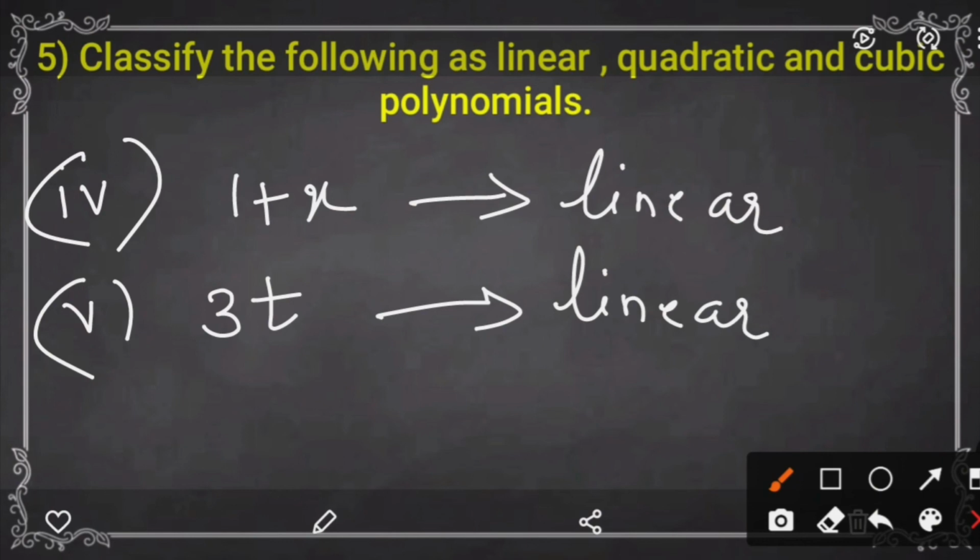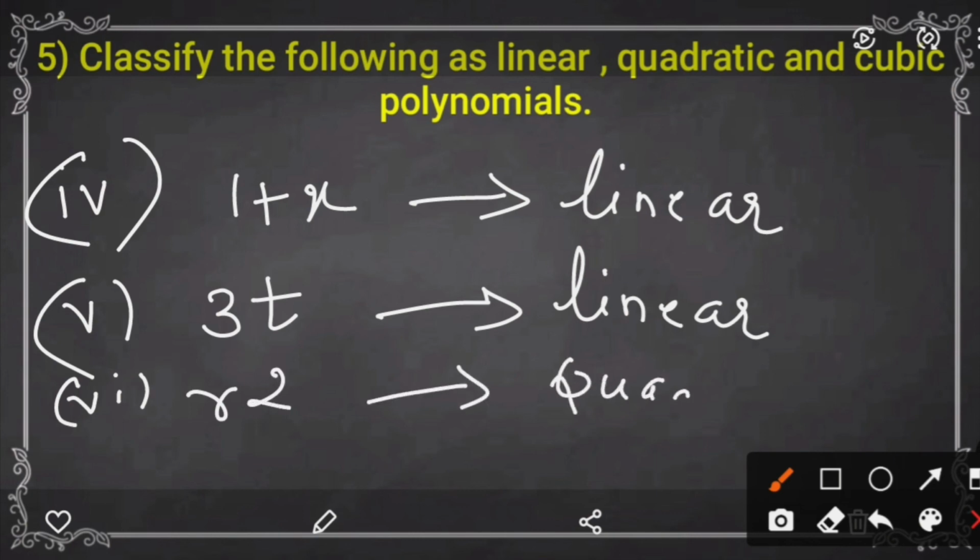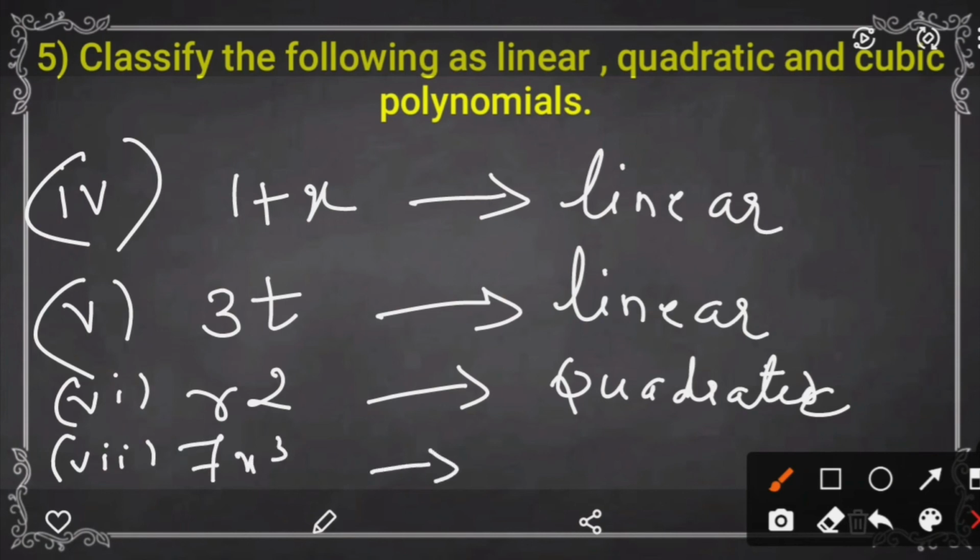Then the next one, the sixth, is r square. Here the degree is 2. This is a quadratic polynomial. The last, the seventh one, is 7x cube. Here the degree is 3. This is a cubic polynomial. Like this we can classify the given polynomials as linear, quadratic and cubic polynomials.